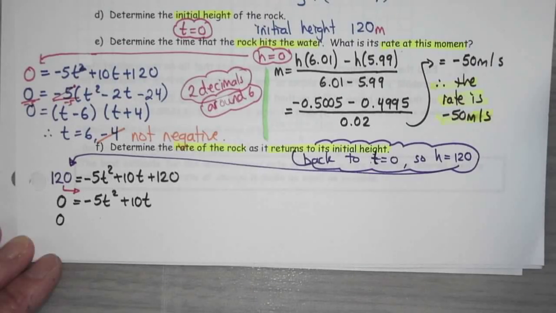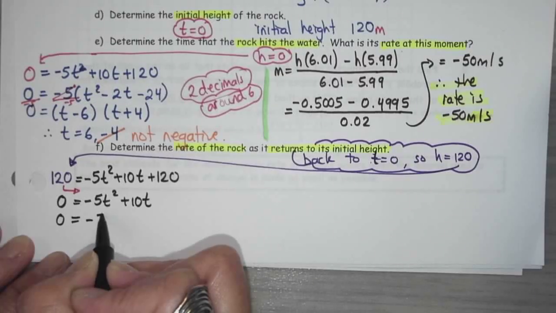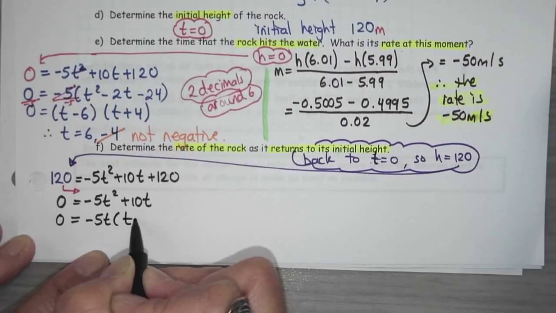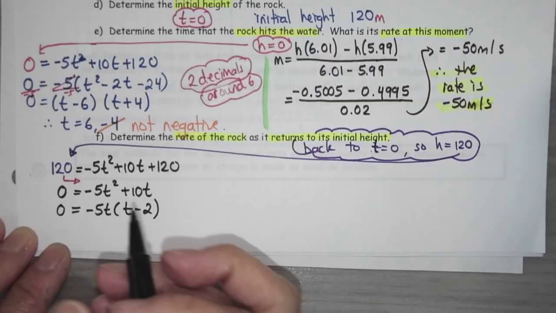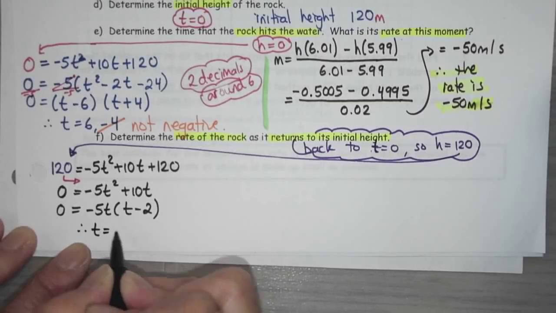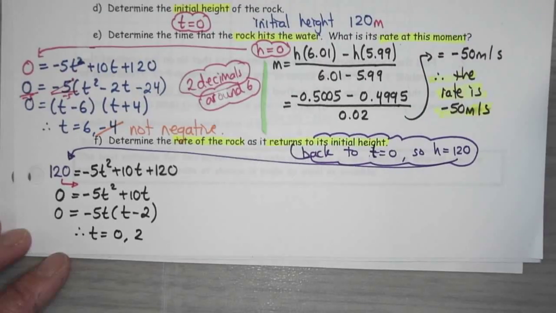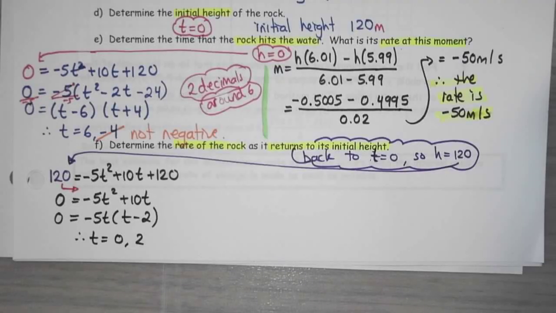And then you can factor or use the quadratic formula, up to you. I'm going to factor, so t minus 2. Then t equals 0 or 2. Can I use both? They're both positive. Can I use both answers? Do I have two answers? Yep. The second one, this is when it returns?